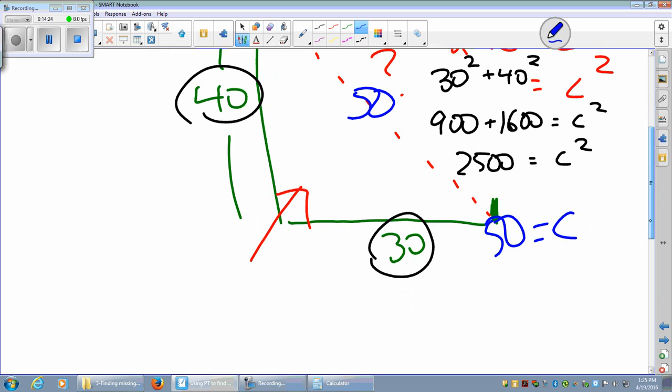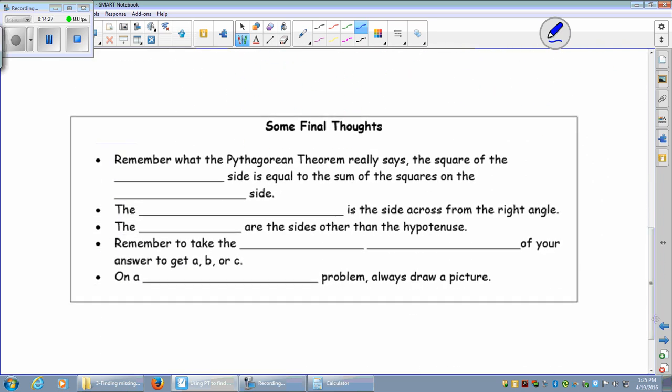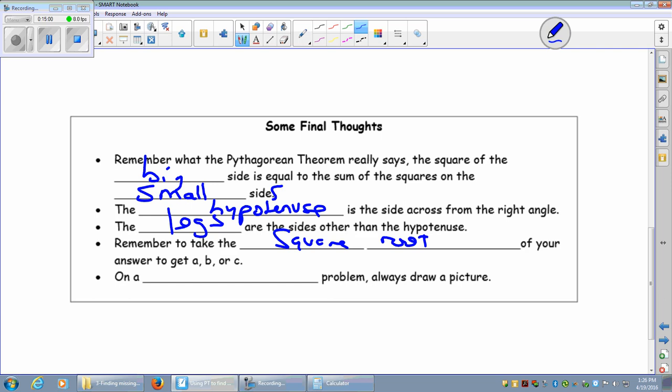All right, that's really it, guys. I have some final thoughts for us to do. Remember what the Pythagorean theorem really says. The square of the big side is equal to the sum of the squares on the small sides. The hypotenuse is the side across from the right angle. The legs are the sides other than the hypotenuse. Remember to take the square root of your answer. And last but not least, on a word problem, always draw a picture.